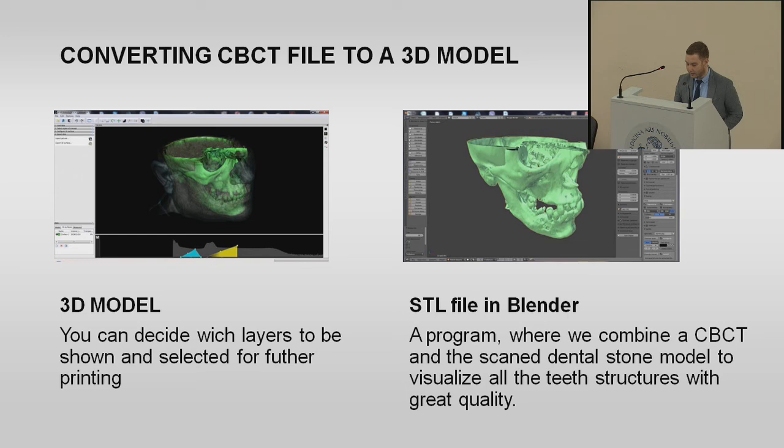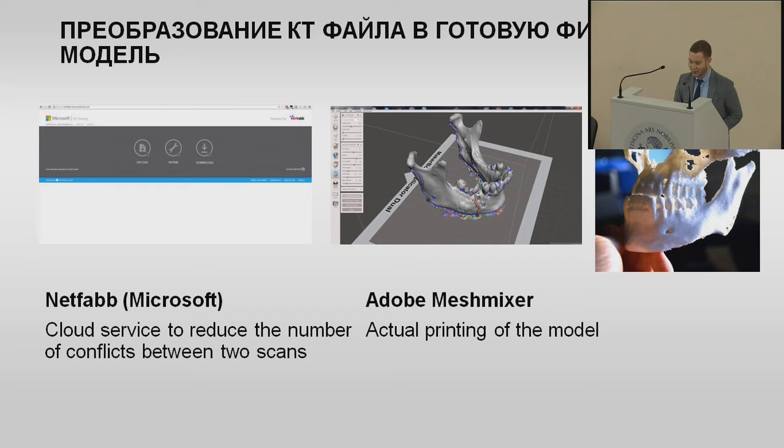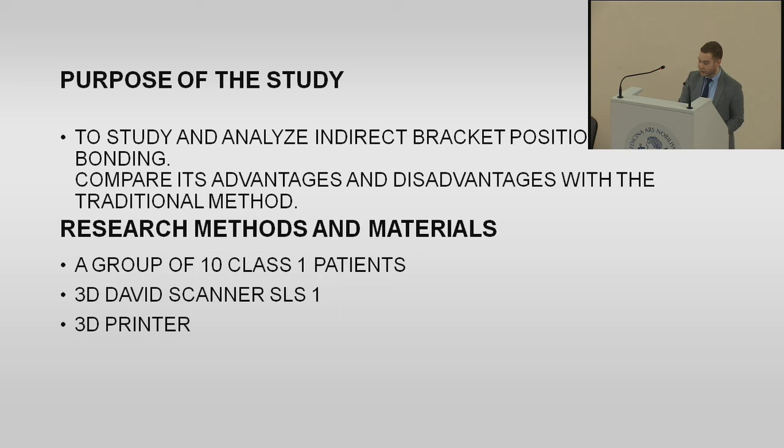Then you're creating an STL file in Blender. And that's where all the magic happens. That's a program where we combine a CBCT file and the scanned dental stone model to visualize all the teeth structures with great quality combined. Then you're just fixing all the conflicts that might occur between your two different models in NetFab, which is a cloud Microsoft service, and in Autodesk Meshmixer, you're actually printing out the model.